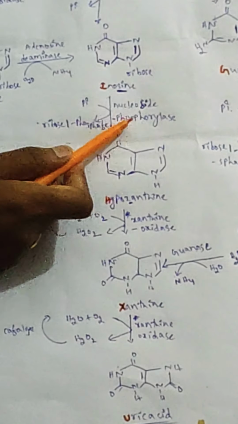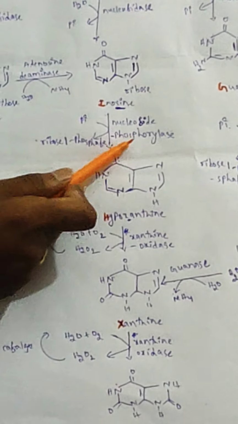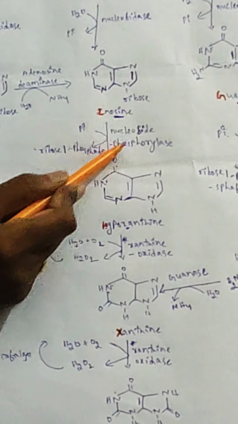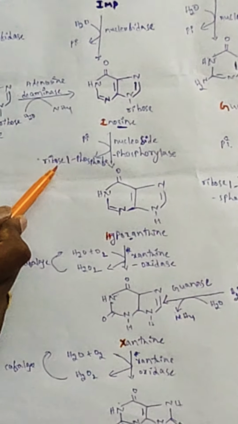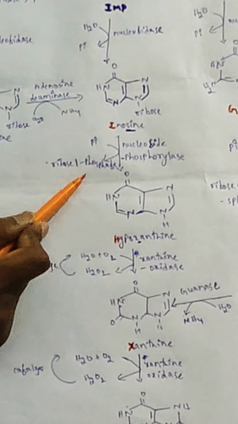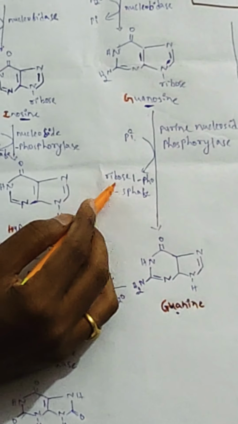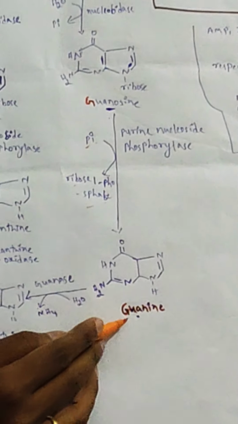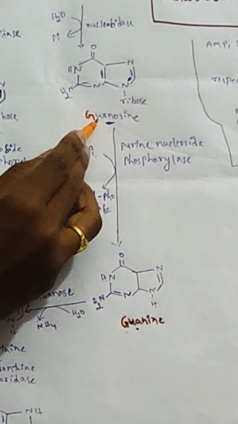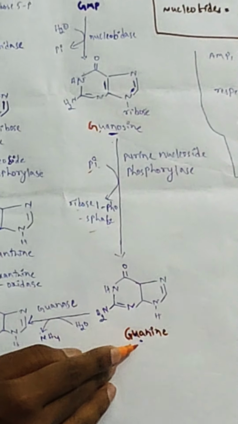The name nucleoside phosphorylase itself carries phosphate. After removing the ribose group, it adds phosphate to the ribose, so it is converted to ribose 1-phosphate. Same thing with purine nucleoside phosphorylase: it also removes ribose in the form of ribose 1-phosphate by adding a phosphate group to the ribose. After removing ribose from guanosine, the nucleoside, guanine, the nitrogenous base, is produced.